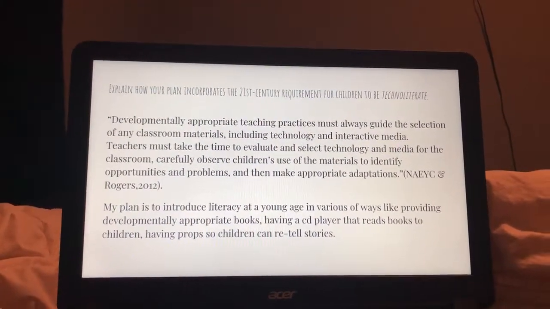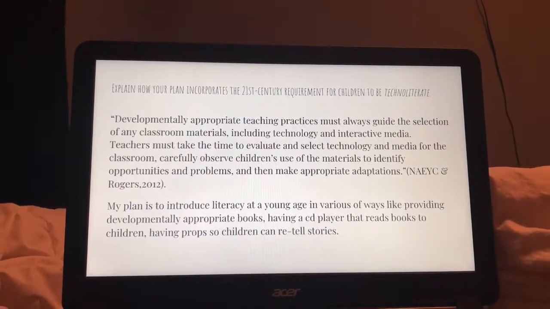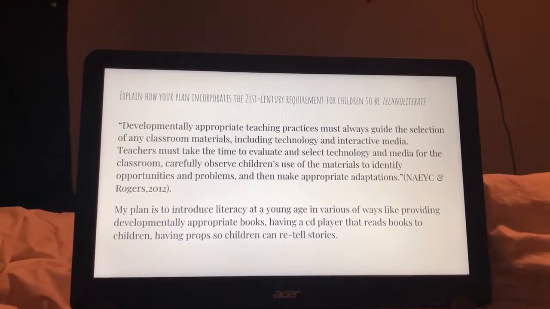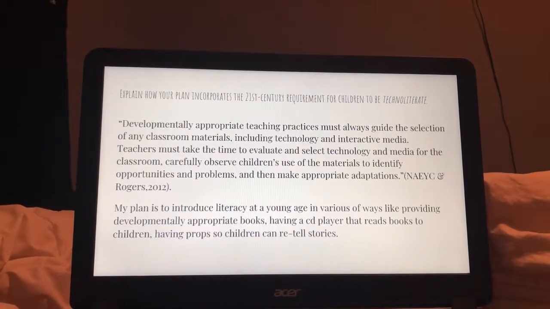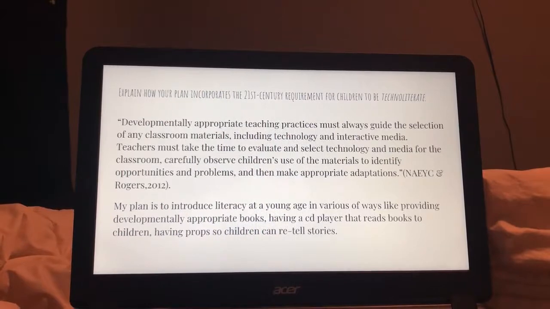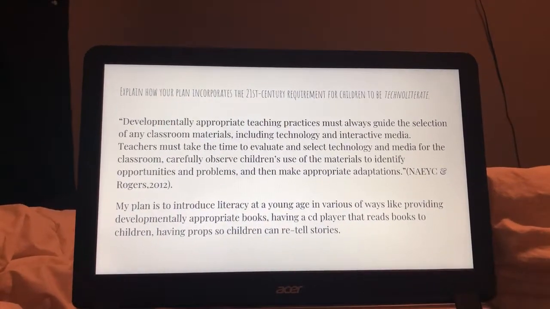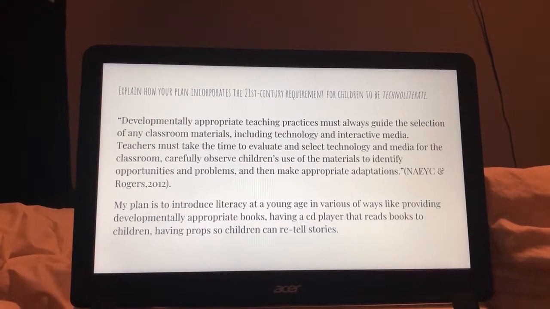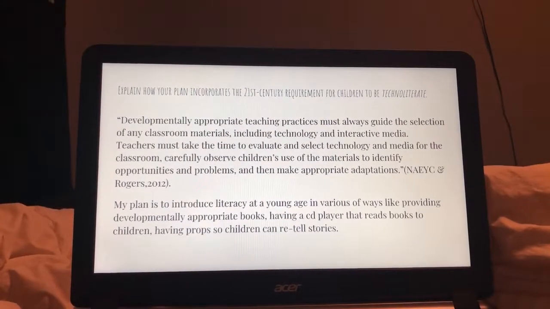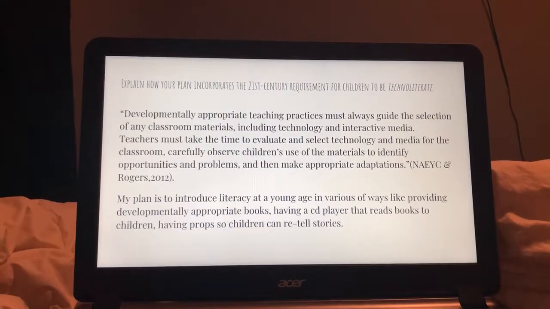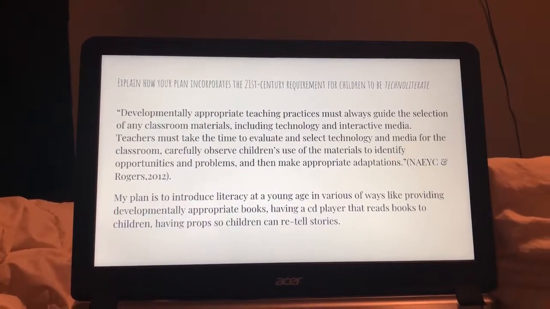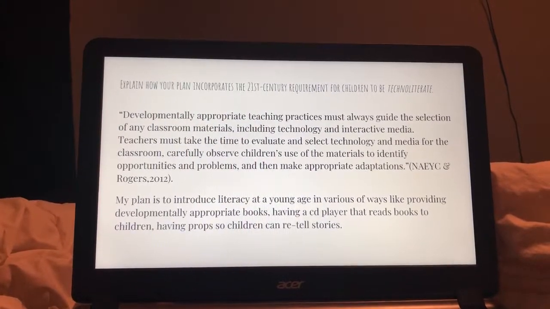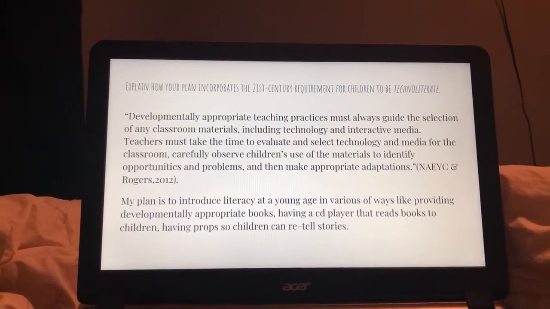Explain how your plan incorporates the 21st century requirement for children to be techno-literate. Developmentally appropriate teaching practices must always guide the selection of any classroom materials, including technology and interactive media. Teachers must take the time to evaluate and select technology and media for the classroom, carefully observe children's use of the materials to identify opportunities and problems, and make appropriate adaptations.